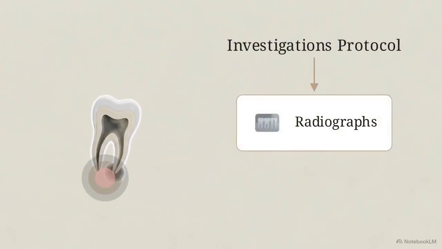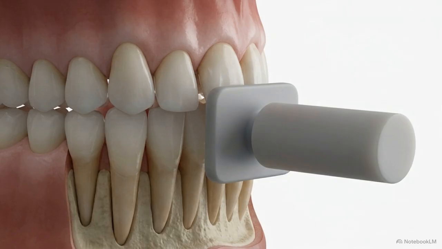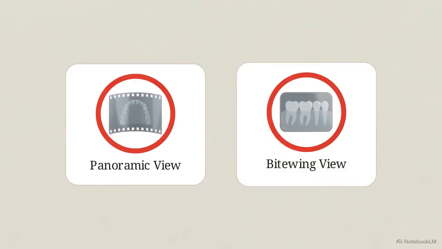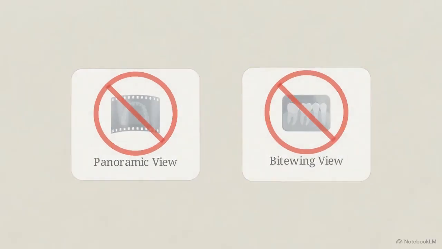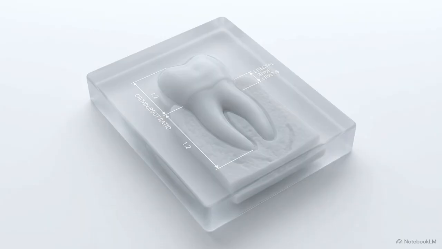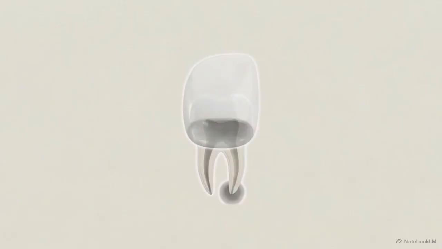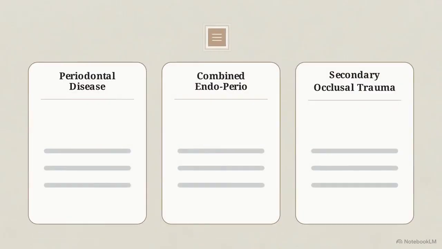The second diagnostic branch involves radiographic imaging. We require periapical views using a paralleling technique to evaluate the anterior segments. Standard panoramic or bite-wing views cannot provide the detail necessary to assess this specific defect. These periapicals allow for accurate measurement of crestal bone levels and crown-to-root ratios. We also use them to check crown margin integrity and look for periapical radiolucencies. These data points are essential to differentiate between periodontal disease, combined endo-perio lesions, or secondary occlusal trauma.